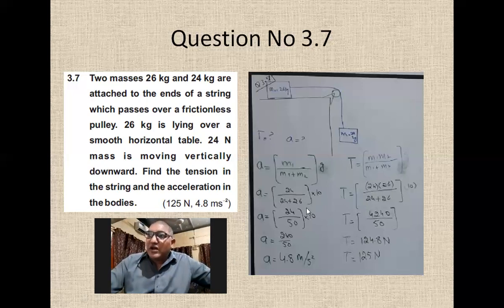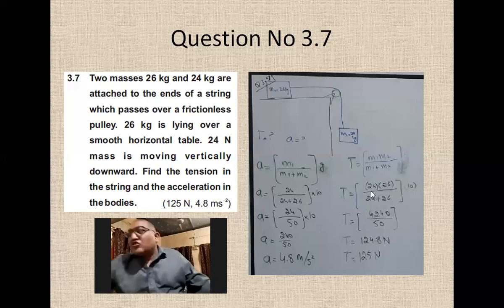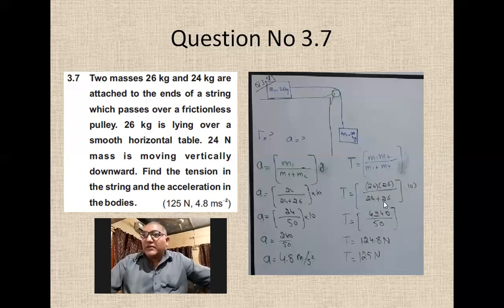And for the tension, the formula is M1 M2 divided by M1 plus M2 into g. The M1 value is 24, M2 value is 26. And remember, in this formula, M1 is the body which is moving vertically, and M2 is the body which is on the horizontal table. So substituting those values, 24 into 26 divided by 24 plus 26 into 10, you will have 6240 divided by 50. That will give you 124.8 Newton. So the tension will be approximately 125 Newton. And that is the right answer.